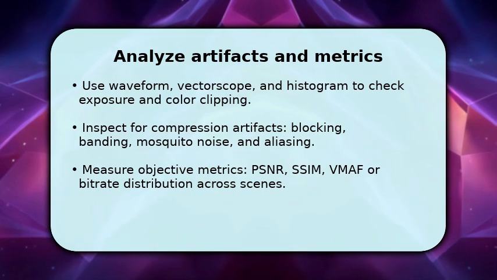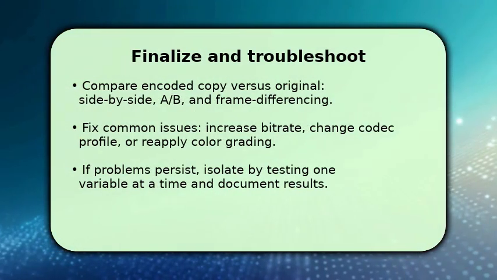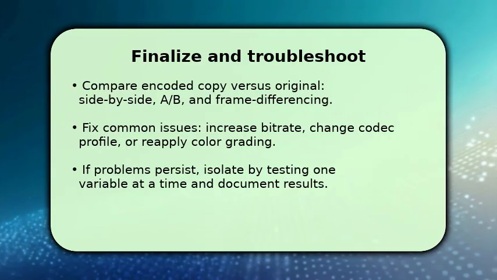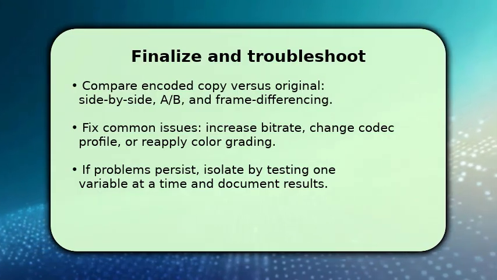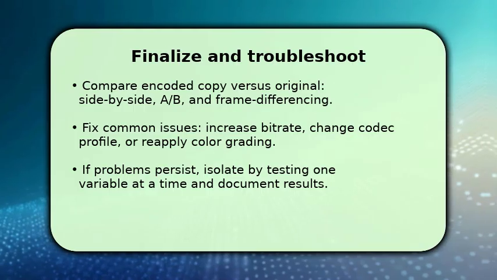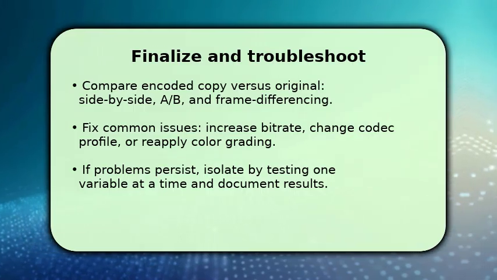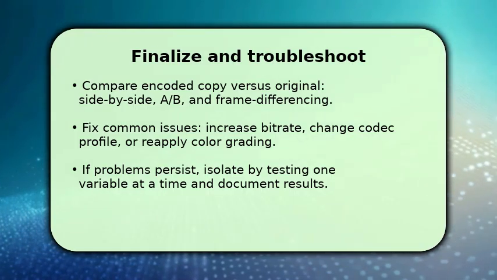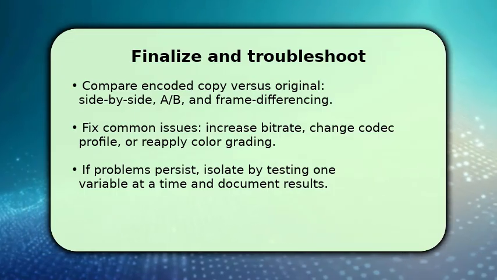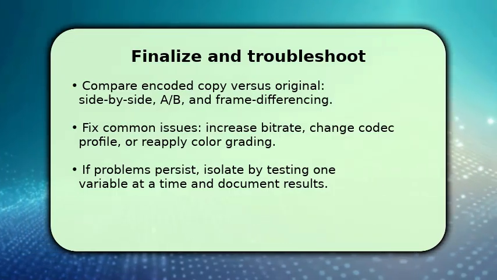To finish, you compare encoded outputs directly against the original using side-by-side and A/B checks so you can pinpoint visible regressions. If you see artifacts or color shifts, increase bitrate, switch codec profiles, or re-export with different chroma subsampling because those changes address most losses.